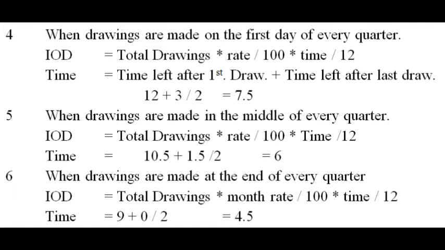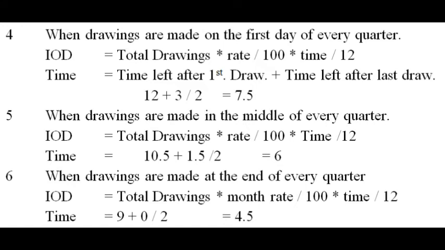The question says when the drawings are made on the first day of every quarter. Here again, time is very important. The formula is the same, only T changes. So how to calculate the time? The first drawing was made on the first day of the first quarter, that means April 1st. How many months remaining? 12 months. The last drawing was made on the first day of the last quarter. Which is the last quarter? January, February, March. So the last drawing was made on 1st January. How many months remaining? 3 months. Divide by 2. So your T is 7.5.